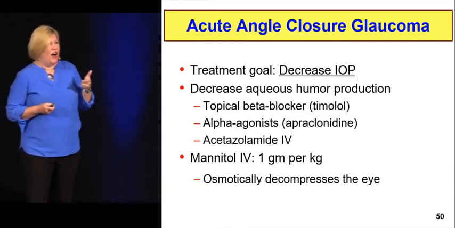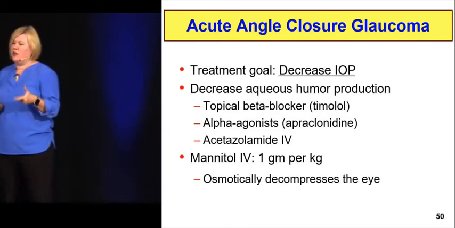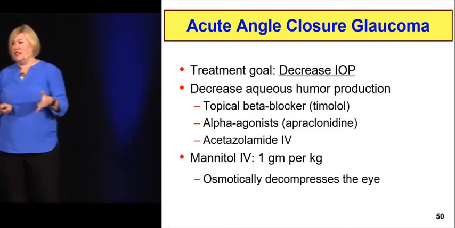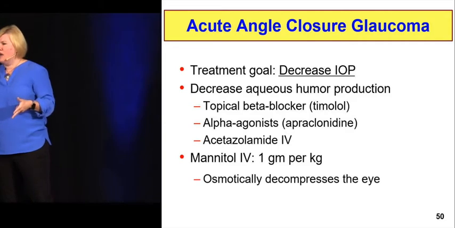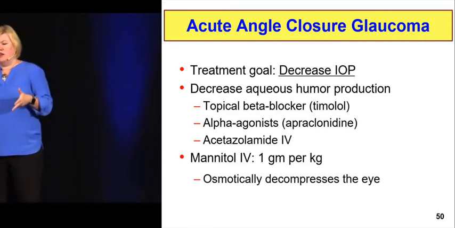We also have alpha agonists, things like apraclonidine. This can also decrease aqueous humor production. And then we've got our carbonic anhydrase inhibitor, acetazolamide or Diamox, that we can give. Typically, IV is the way it's recommended for acute angle closure glaucoma.